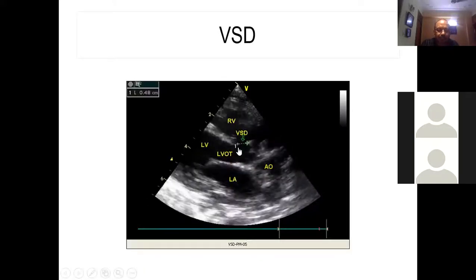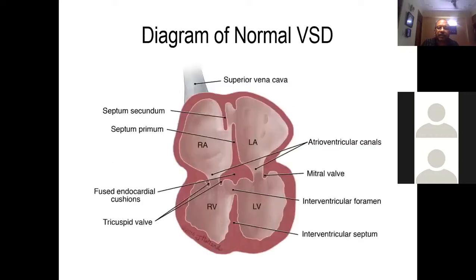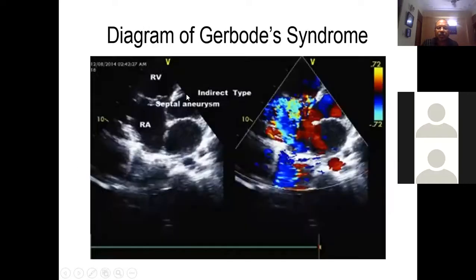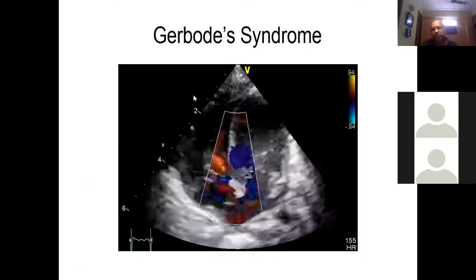We do not measure the VSD majority of times. Some people do measure, some people do not, but at least I don't measure my VSD because I look at the gradients, how much the gradient is. If you have a small VSD in the presence of a large VSD, multiple VSDs are present, so you reduce the CFM scale to see the smaller VSD. Then once we look at a VSD, we have to say what kind of VSD this is, whether they need closure or no closure, as we talked about in ASD.